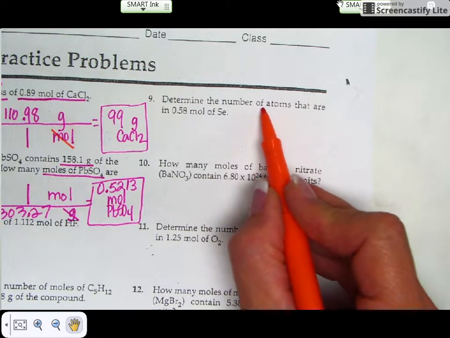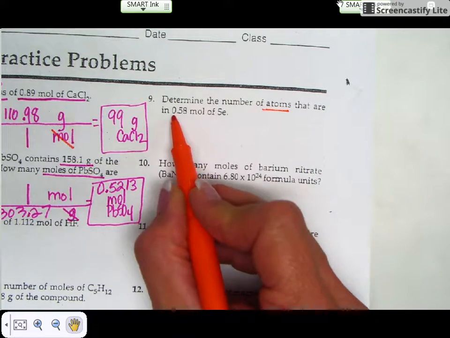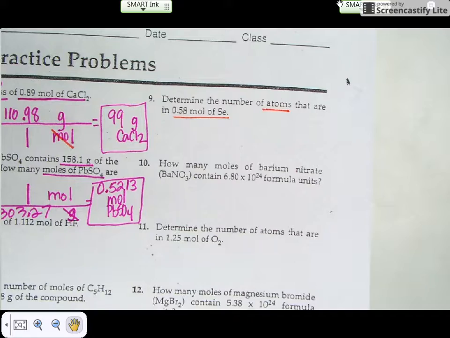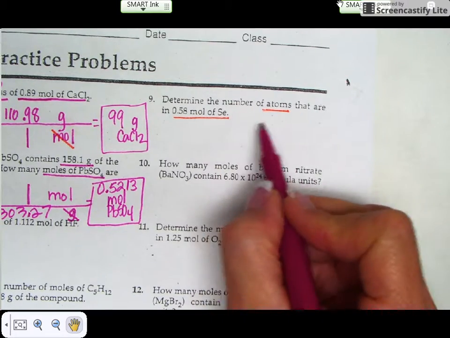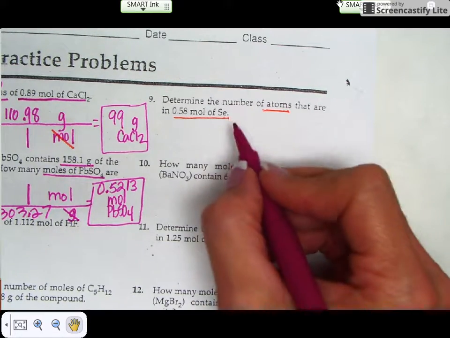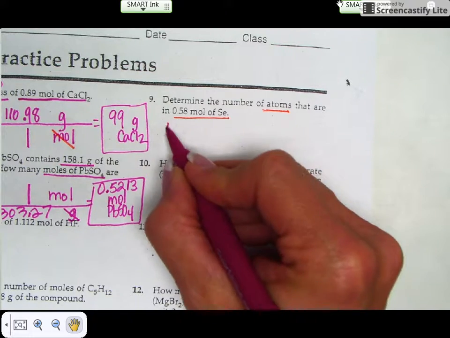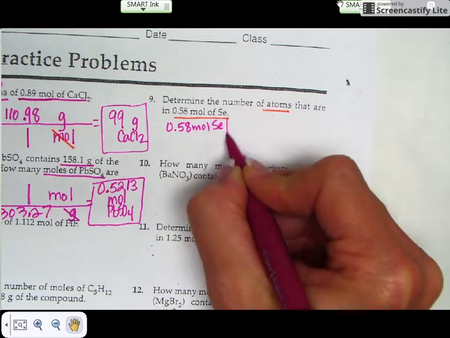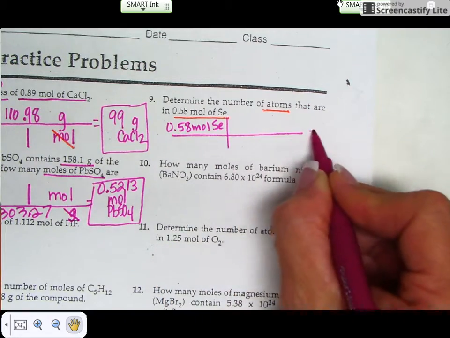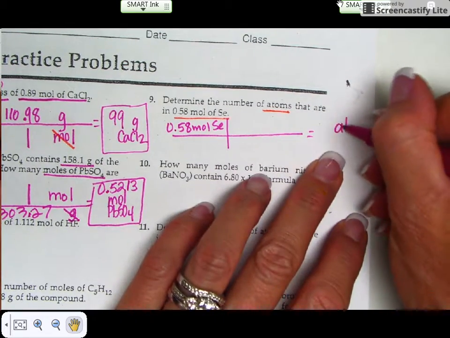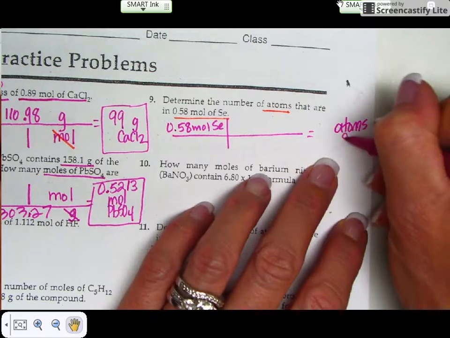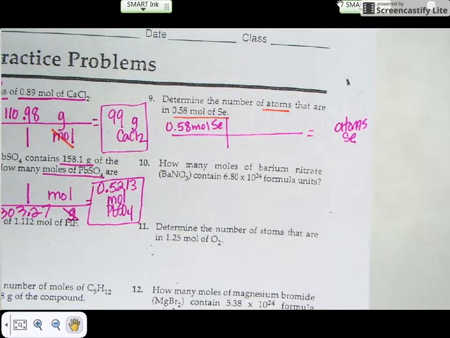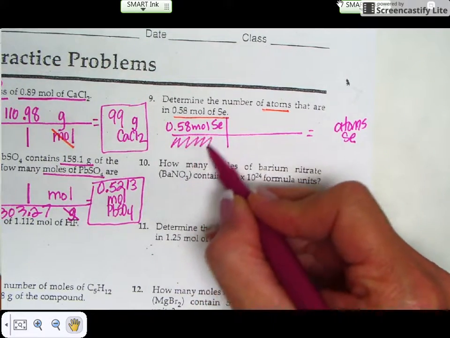This says determine the number of atoms, underline that, in 0.58 moles of selenium. So we don't see grams, which means we don't need molar mass. We do see moles, 0.58 moles of selenium. And it wants us to go to atoms. Remember, atoms are the representative particle of any element, and this is just selenium.